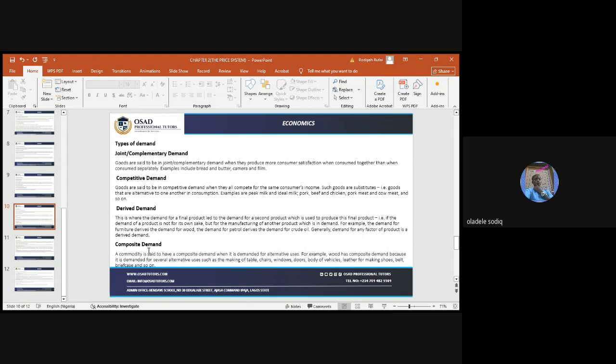Are you getting it now? Complementary demand is when you consume goods together. Let me use the word consume, I prefer consume. When you consume goods together and you derive more satisfaction from it than when you consume them separately, that is the simple definition of complement. Let's use bread and butter now.